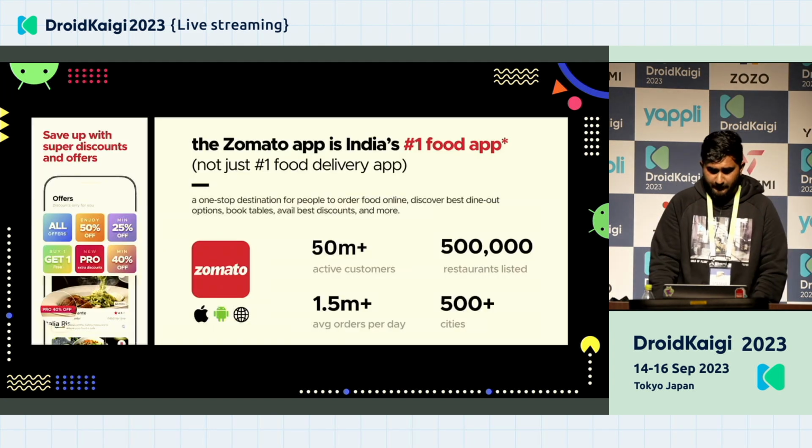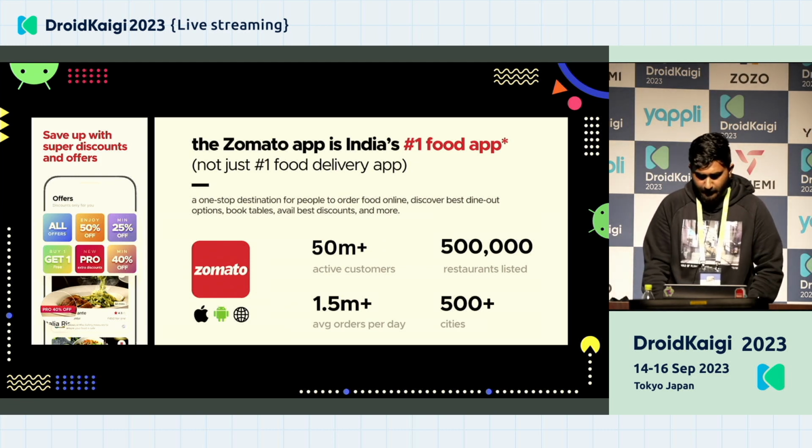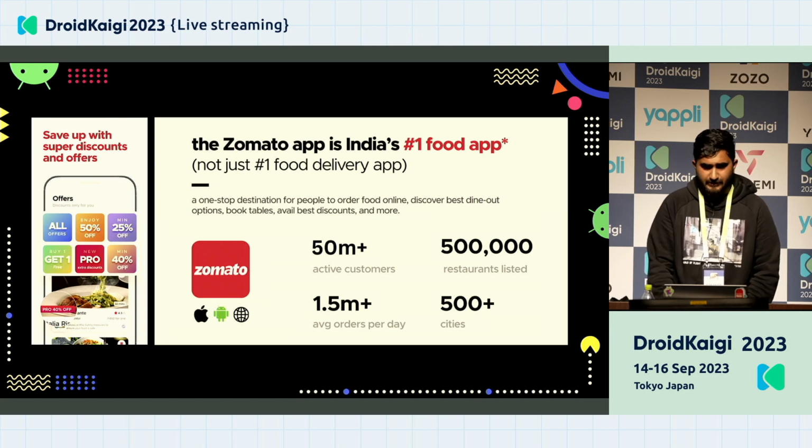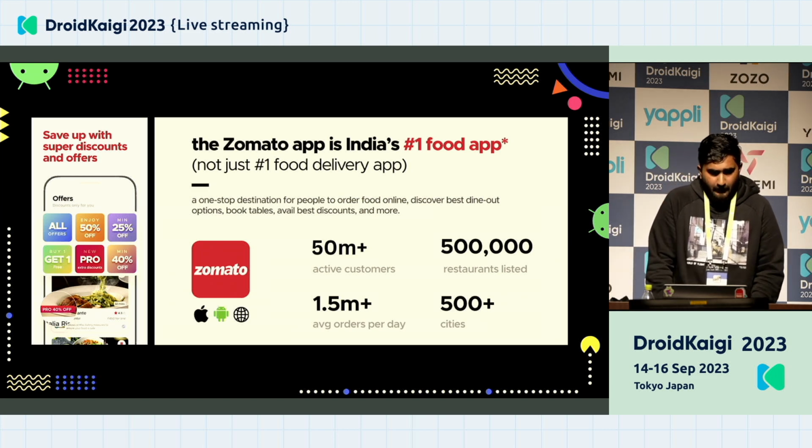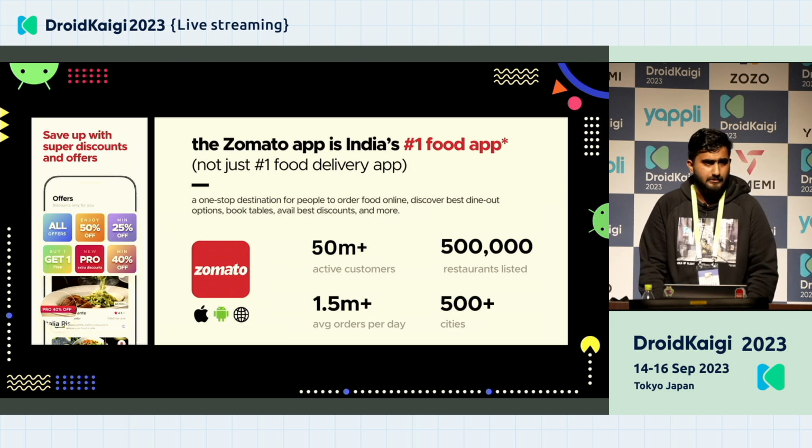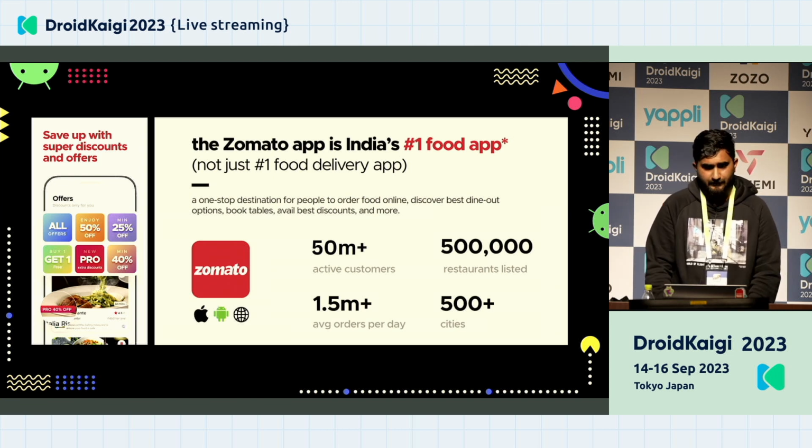This is the company where I work. We are one of India's first everything-related-to-food apps. We do online ordering, we do dining, and it's a one-stop destination for people to order food online and discover the best dine-out places and everything. Most of the audience in India have mid-tier and lower-end devices, something around $100 to $200 on average, which means lower processor and lower RAM, thus the issues.